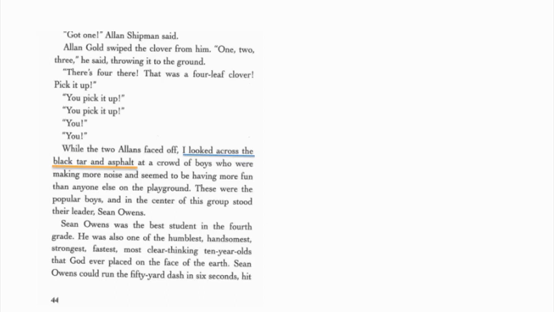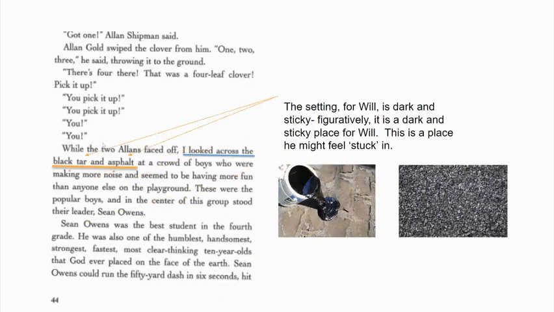Black tar. When I think of the word tar, I know that it's something that is really sticky. So I'm wondering if black tar and asphalt are symbolic in that it seems like this setting for Will at this moment is dark and sticky. It is a dark and sticky place for Will. This is a place where he might feel stuck. He's looking across to where the others are. He's far away from them, and he's stuck where he is.